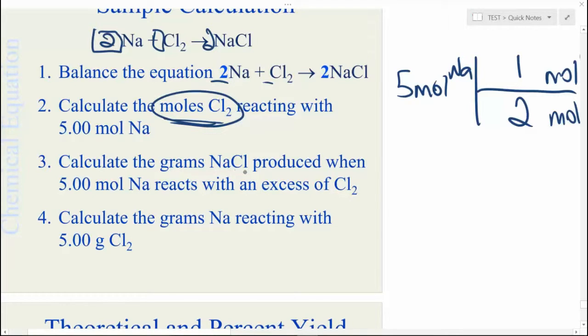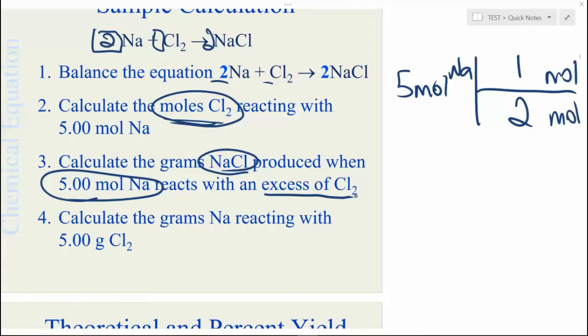Calculate the grams of sodium chloride produced when 5 moles of sodium react with excess chlorine. Whenever it says excess, all that means is that it's more than enough reactant, so you don't have to worry about it.